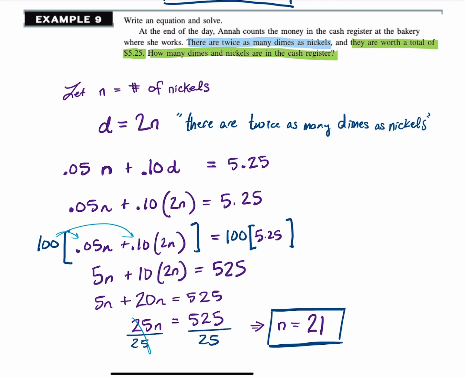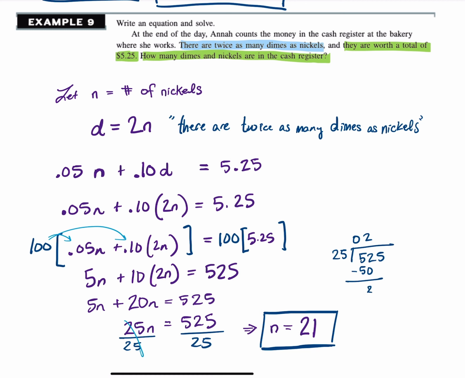Let's say you didn't have a calculator. Don't be afraid to do some long division on the side. Doing 525 divided by 25, 25 doesn't go into 5. 25 goes into 52 2 times, because I know 25 times 2 is 50. Subtract these out, you get 2 left over. Drop down the 5. 25 goes into 25 1 time. So you can always do a little long division on the side.